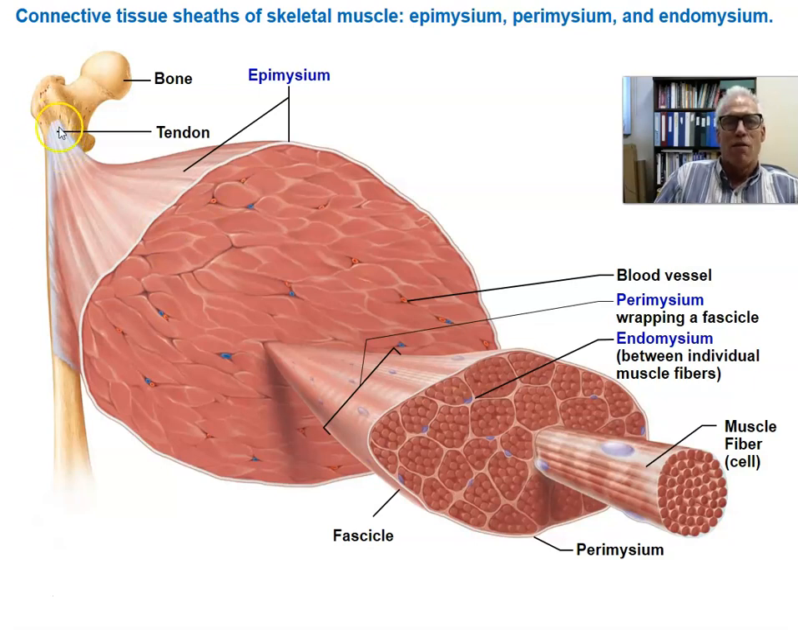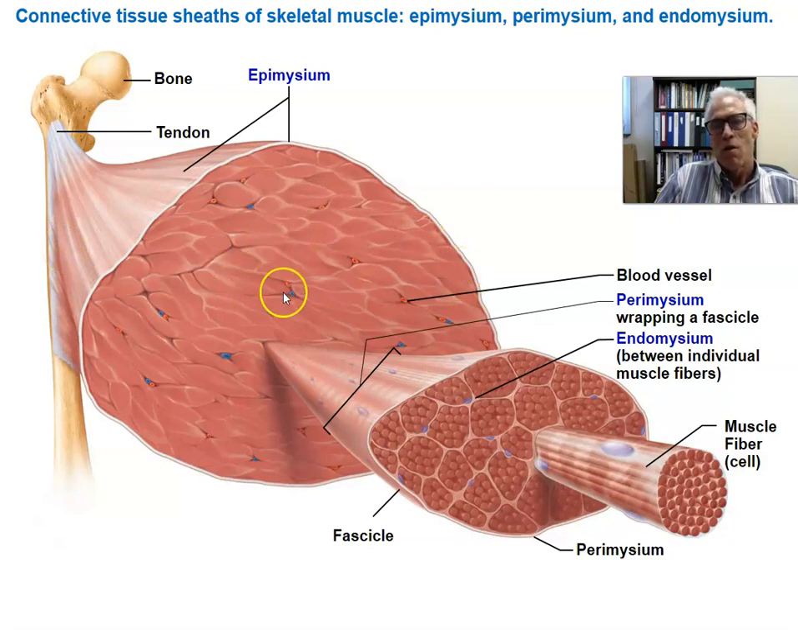So the muscle organs are all attached to the skeleton by tendons, and we see this dense regular connective tissue attachment to the bone, and that tendon is continuous with a connective tissue jacket around the muscle organ called the epimysium. There are all collagen fibers there that are surrounding this muscle.